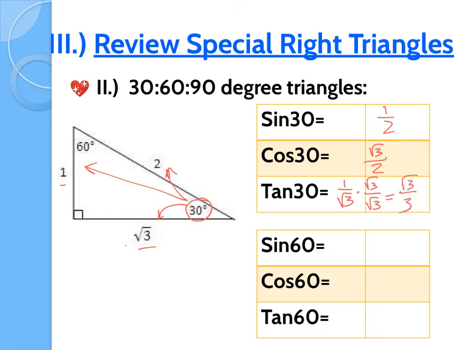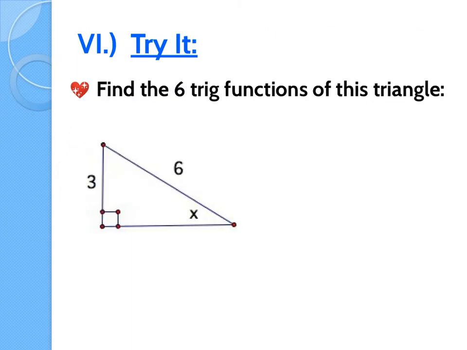Now I'm going to erase all of that again, because now I want to turn my attention to the 60 degrees. And things are going to be different because now opposite is all the way over there. So for sine of 60, we're going to have root 3 over 2. For cosine of 60, we're going to have 1/2. And for tangent, we're going to have the square root of 3.